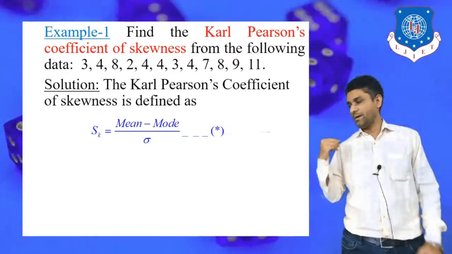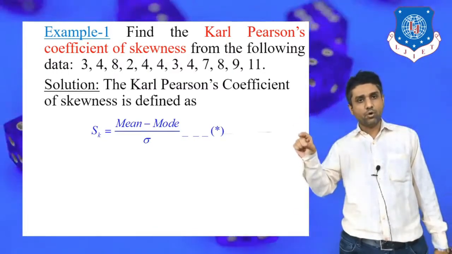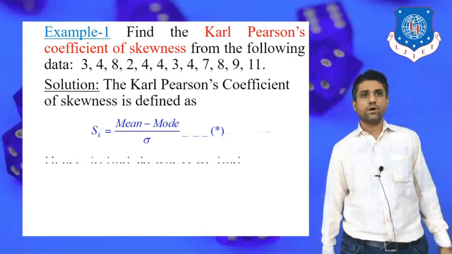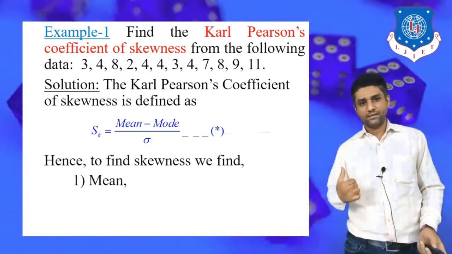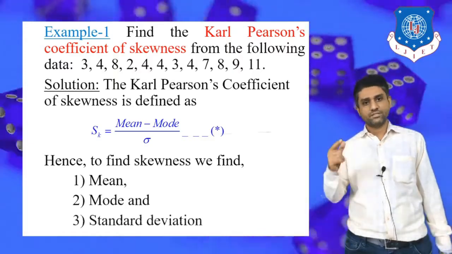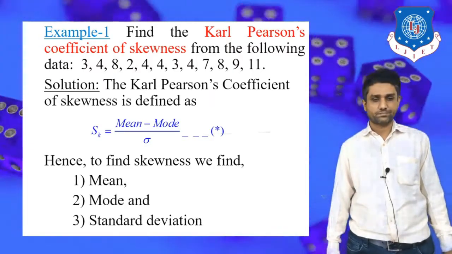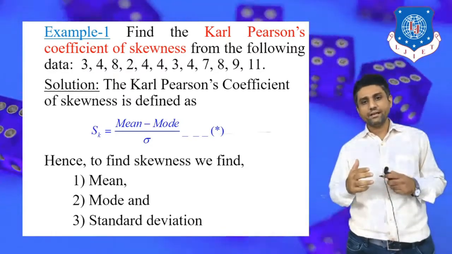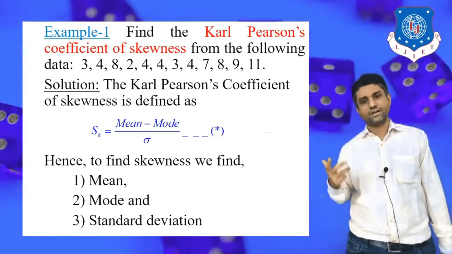To simplify this equation, one by one we have to find each quantity included in it. Our goal is to find, first, the mean; second, the mode; and third, the denominator quantity, that is the standard deviation. One by one, we will see in detail how to find the mean, mode and standard deviation.